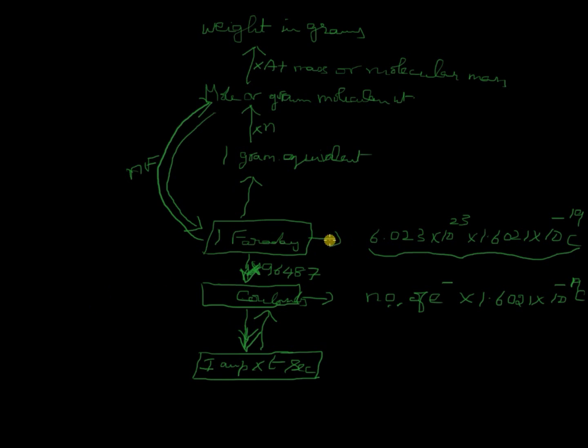And you know, 1 Faraday is equivalent to passing 1 mole of electrons, and each electron carries 1.6021 into 10 to the power minus 19 coulomb. So multiplied by the Avogadro number, it gives you the quantity of electricity in terms of Faradays, that is 96,487 coulombs. And once the number of coulombs is known, you can calculate how many electrons have been passed. That is, you divide the number of coulombs by the charge of an electron, that will tell you the number of electrons that has passed through the solution.